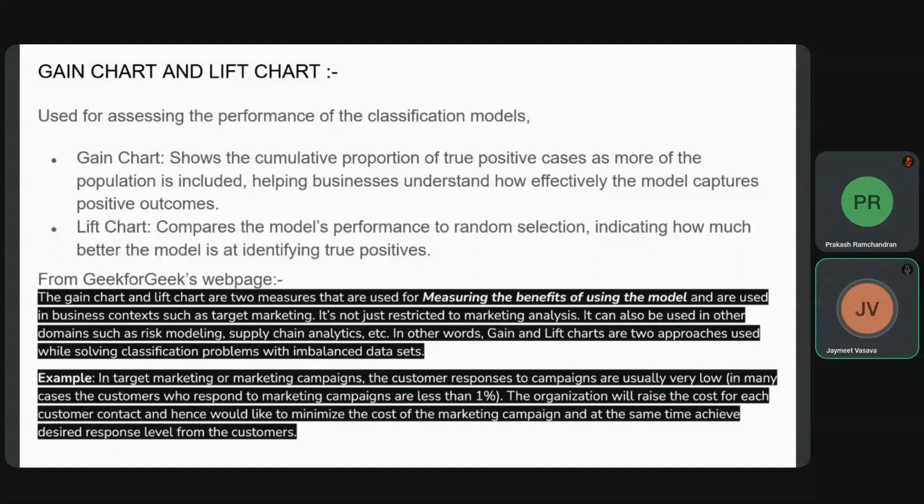One very popular site, GeeksforGeeks, defines gain and lift as two measures that are used for measuring the benefits of using the model, and are used in business contexts such as target marketing. It is not just restricted to marketing analysis, it can also be used in other domains such as risk modeling, supply chain analytics, etc. And the gain and lift charts are two approaches used while solving classification problems with imbalanced data sets.